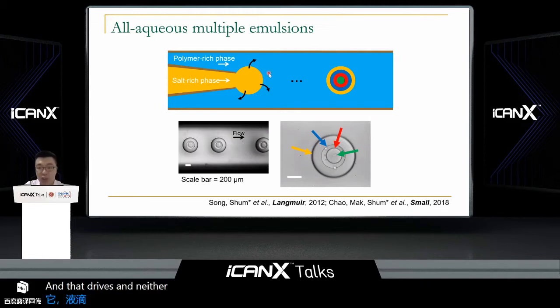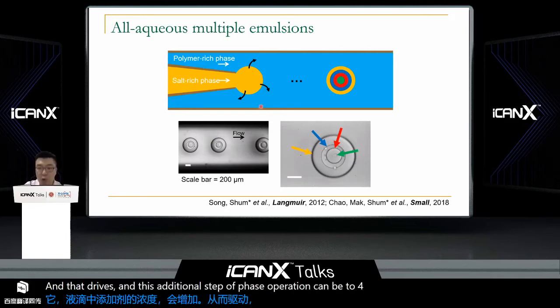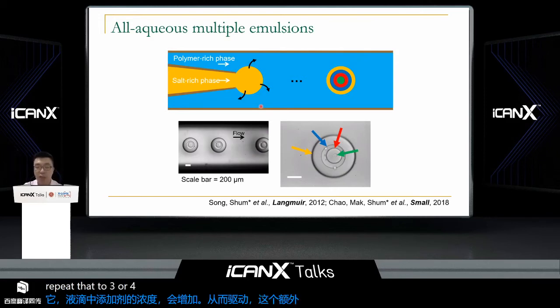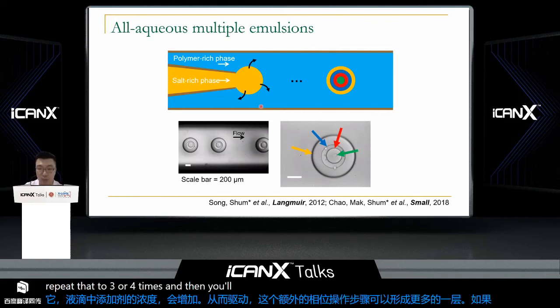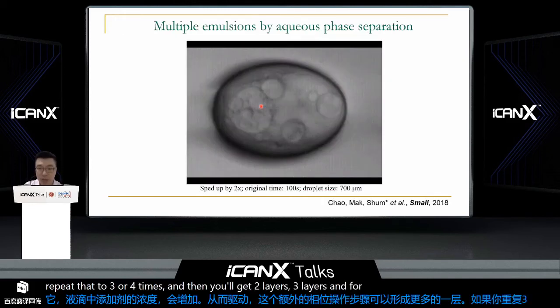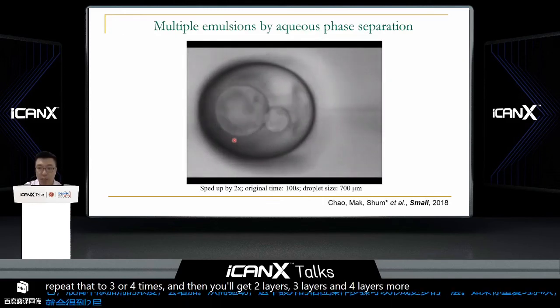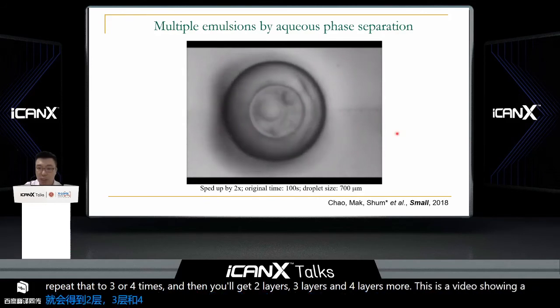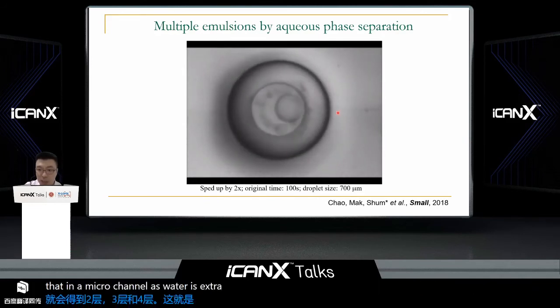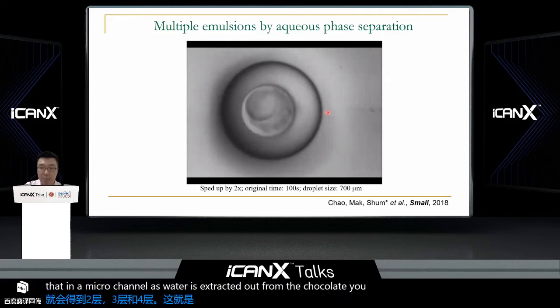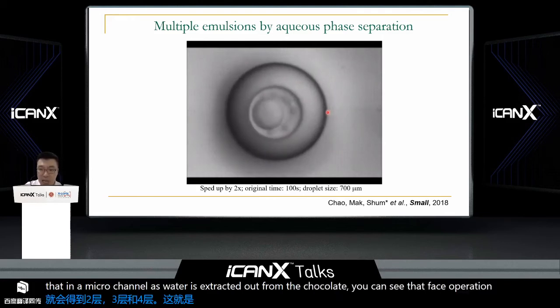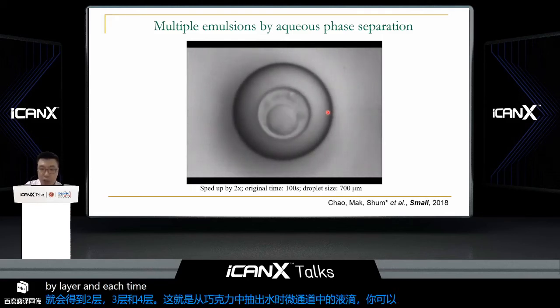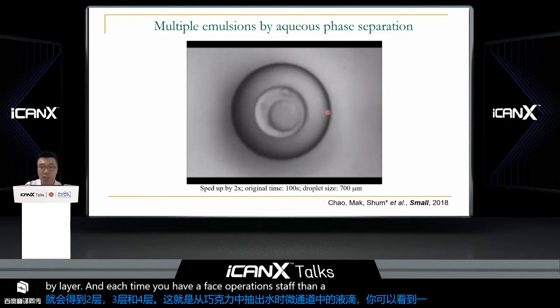And this additional step of phase separation can lead to the formation of one more layer. And if you repeat that 2, 3, or 4 times, then you'll get 2 layers, 3 layers, and 4 layers. This is a video showing a droplet in a microchannel. As water is extracted out from the droplet, you can see that phase separation happens layer by layer. And each time you have a phase separation step, the number of layers of the droplet increases by 1.